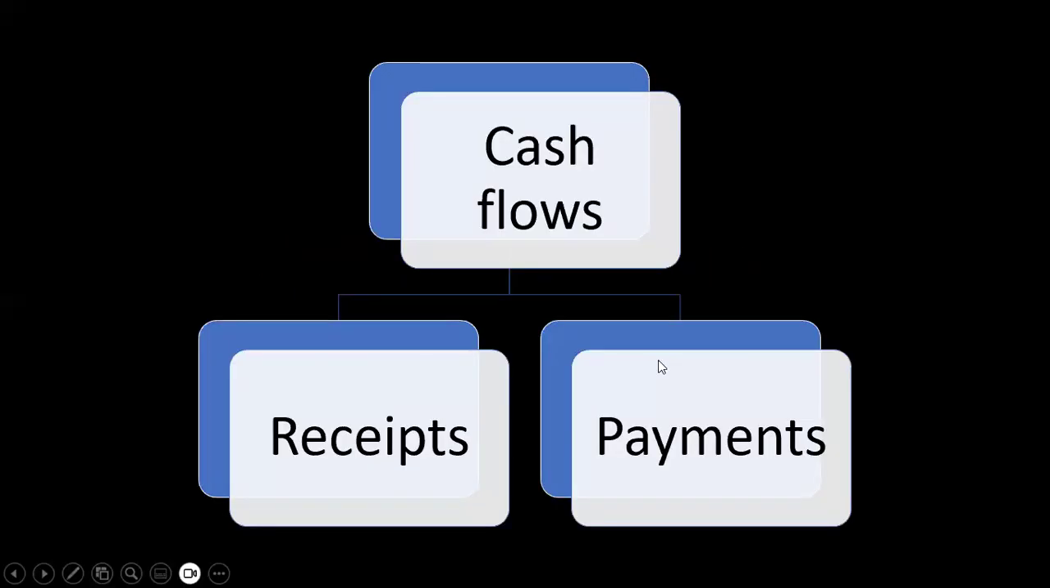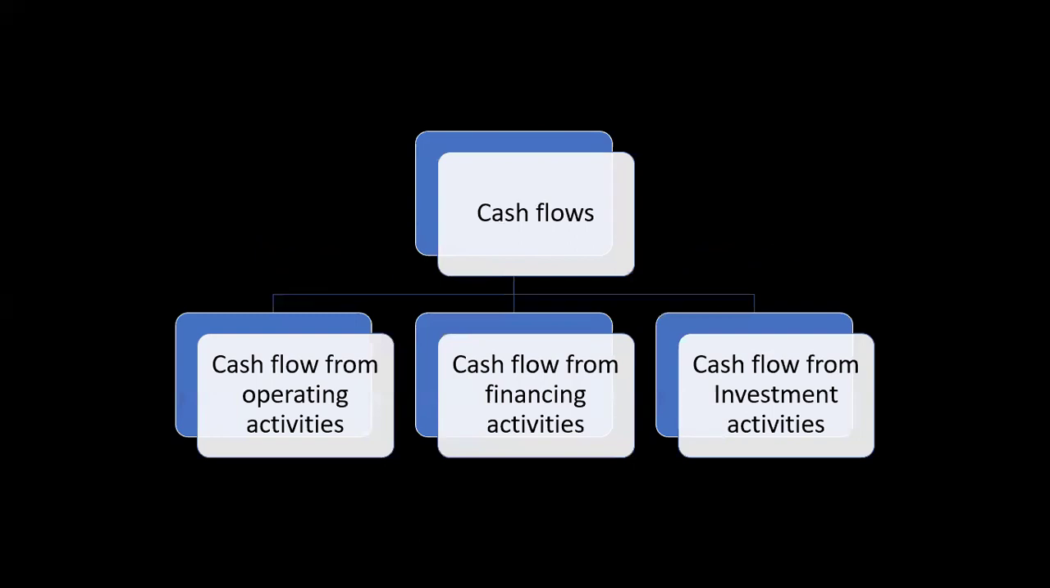Cash flows are due to the receipts of cash and payments of the cash. But Ind AS 7 says the receipts and the payments need to be classified and presented on the basis of the business decisions, should be classified into operating cash flows, financing cash flows, and investment cash flows, so that it will enable us to understand the reason behind the cash flows.